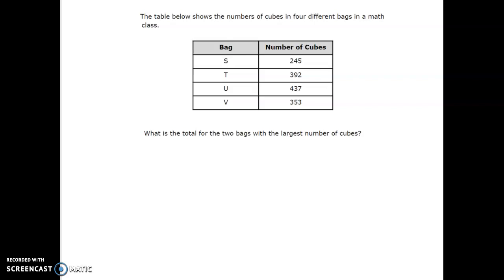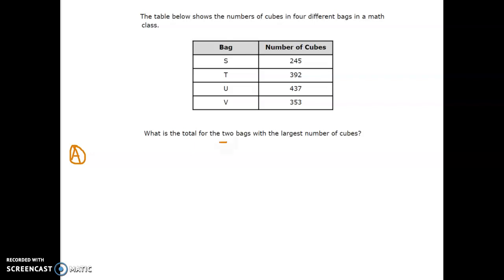The table below shows the numbers of cubes in 4 different bags in a math class. What is the total for the 2 bags with the largest number of cubes? When we do PSP, the first step is to analyze the question. We put an A for analyze. Analyze means we write down information that we need and also important words that help us understand the question.